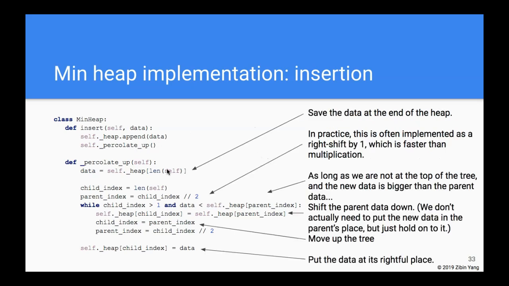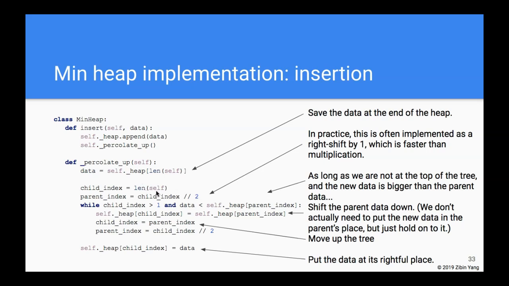Now, what happens in percolate up is first, we know the data that likely violates the heap property is the one that we just put at the end of the array. So we remember that piece of data, and then because we're going to have to compare a child and the parent, we maintain two indexes. The child index, we first start with the thing at the end.